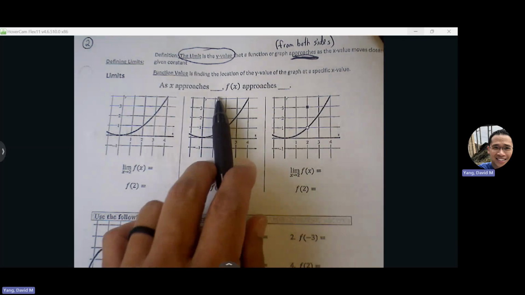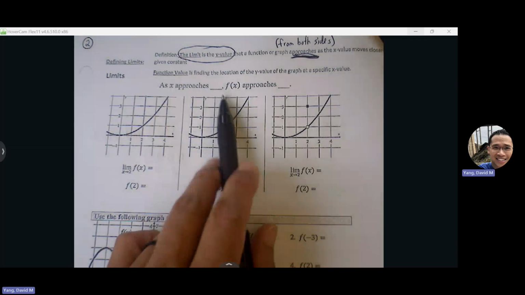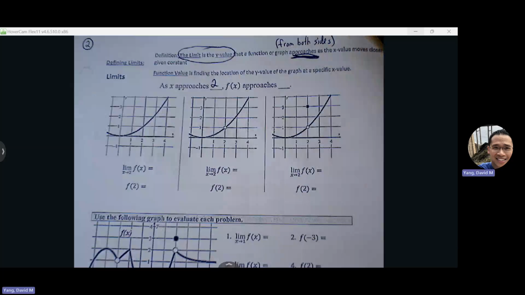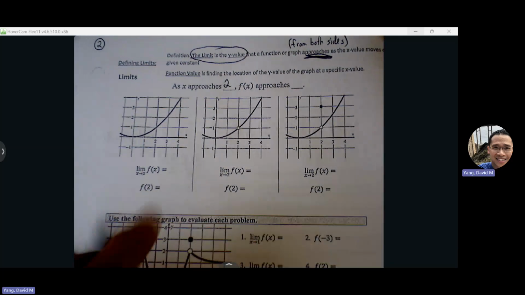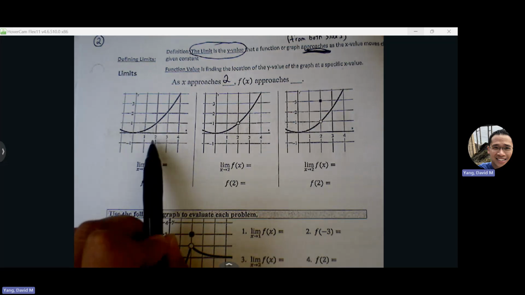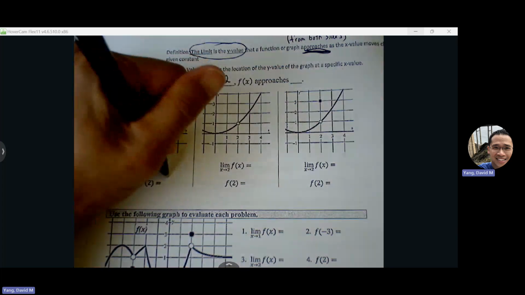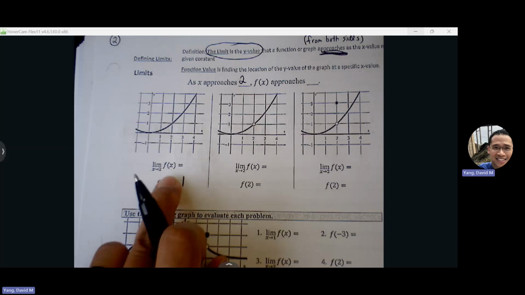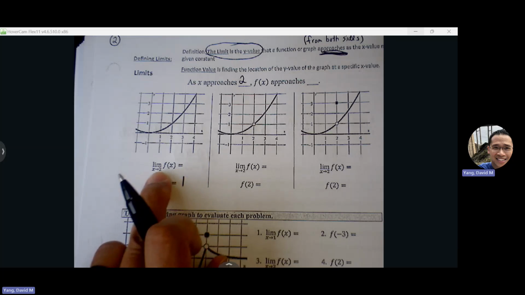So for instance, let's say this one problem that we're dealing with here. As x approaches 2, f of x approaches, the y value approaches. Let's start with the easy one. f of 2 is just equal to what? What's the y value at 2? 1. So that's just a simple ordered pair, right? That has nothing to do with limits. But here, the limit as x approaches 2 is we're looking to see what the y value is getting closer to as we approach 2.